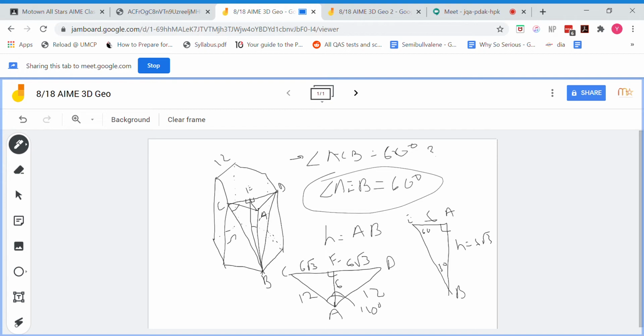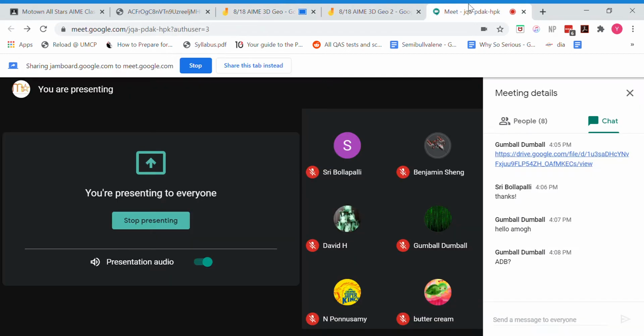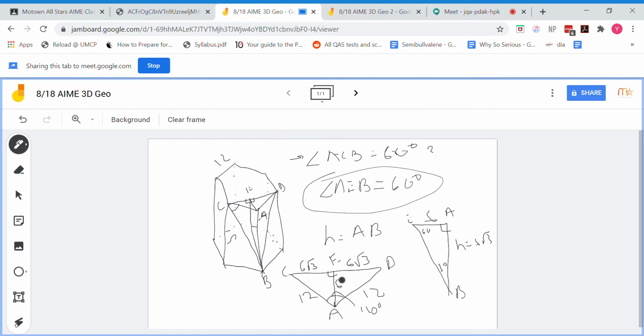Alright, so the difficulty in 3D geometry lies in figuring out how to put a bunch of 2D problems together to create one 3D problem.